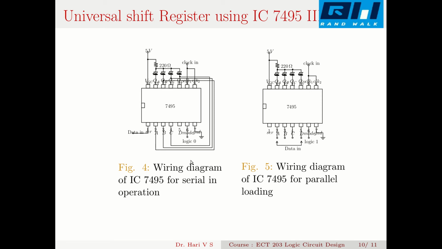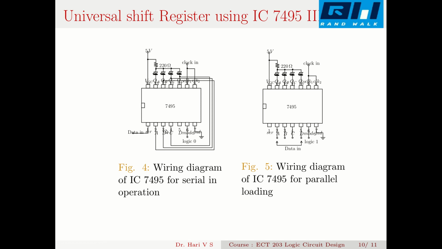Now you can see another operation wherein you connect these things. This is for right shifting. You can see that this QD is connected to C. So this is for left shifting operation. This caption is not very correct. This is my QD, this is connected to the C input, and this QC is connected to my B input, and QB is connected to my A input. This is for left shifting operation.